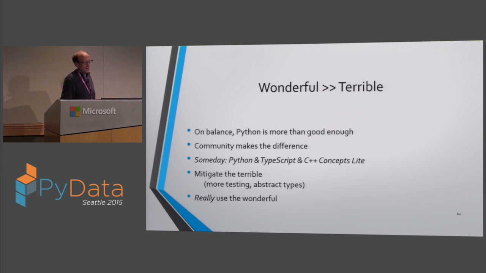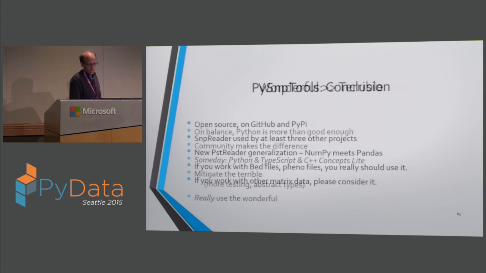I also think we can mitigate some of the terrible by making better names when we're doing our styling, names of variables and things, and doing more testing. And I think we need to exploit the features it has, this wonderful slicing and stuff. If that's appropriate for your problem, use it. Don't be afraid to use its cool features.